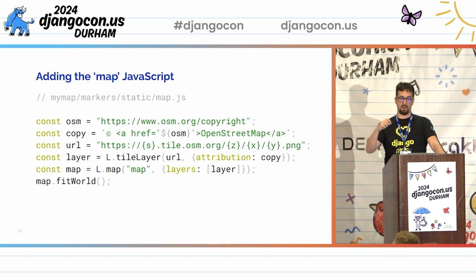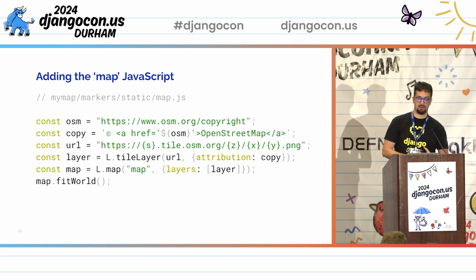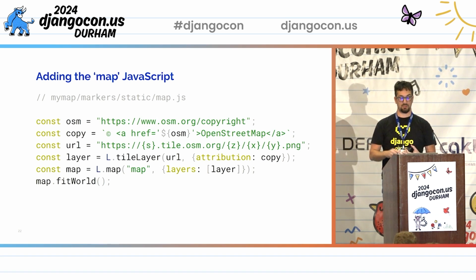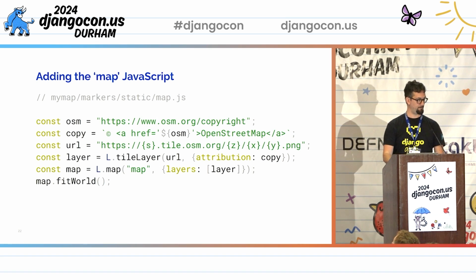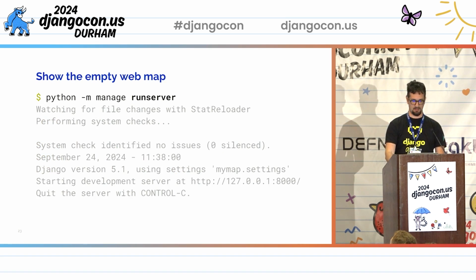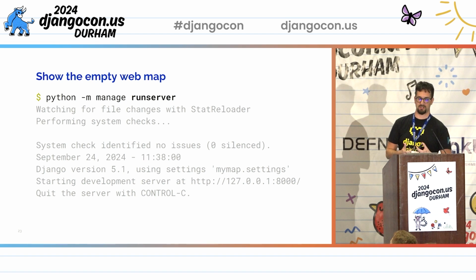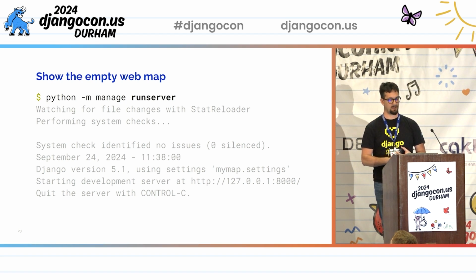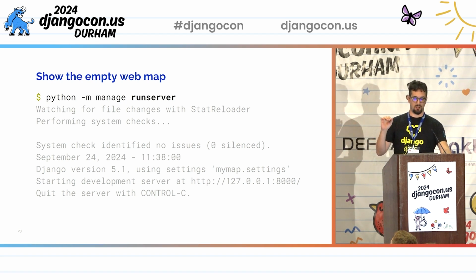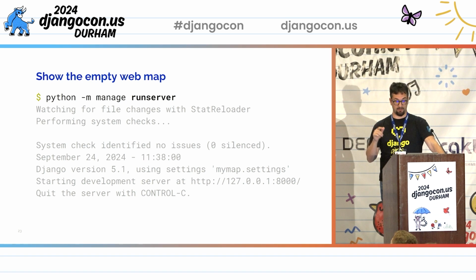Using the variable, we initialize our OpenStreetMap layer. We connect the newly defined layer to our map ID. And in the last statement, we set a map view to show the whole world. We can now run our Django project using the runserver command. If you see logs like that in your terminal without errors, the map is ready.